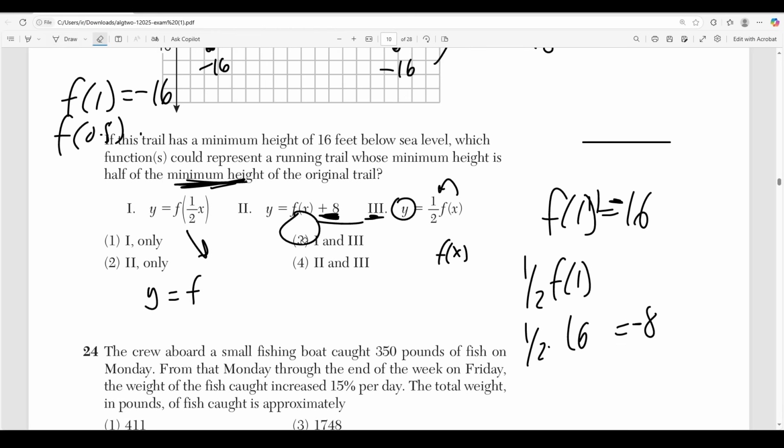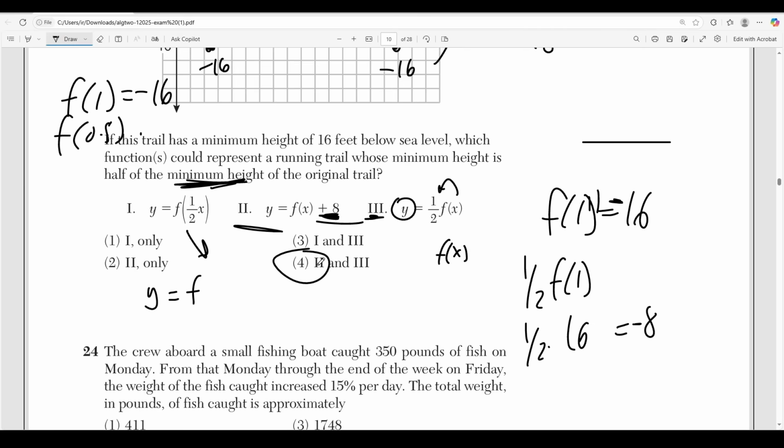Nope. Sorry, guys. It's going to be choice 2 and 3, which is choice 4. Didn't mean to confuse you like that. Okay, choice 1 is the only one that doesn't work here for those reasons.